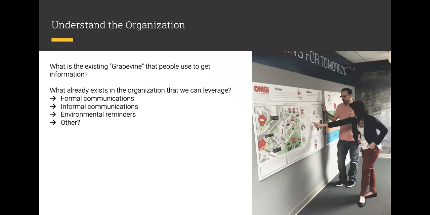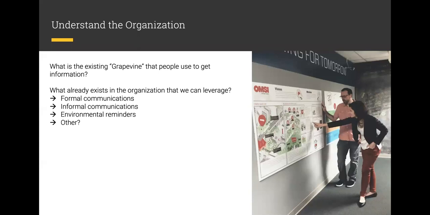Next, we want to begin understanding the context of our organization. Now that we know the people, we want to understand what the terrain looks like. There's many things to understand about the organization when activation planning, but the most fundamental is how do people get their information? We want to start to look at the grapevine in the organization and understand if there's stuff there that we can start to leverage. What are the formal communications?